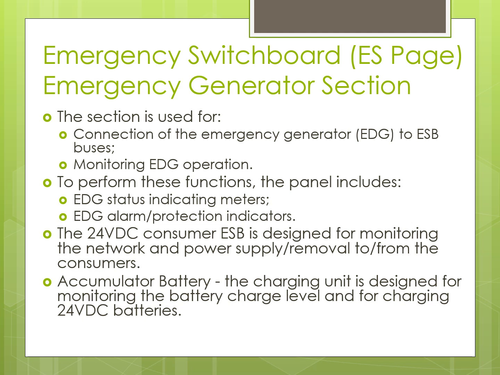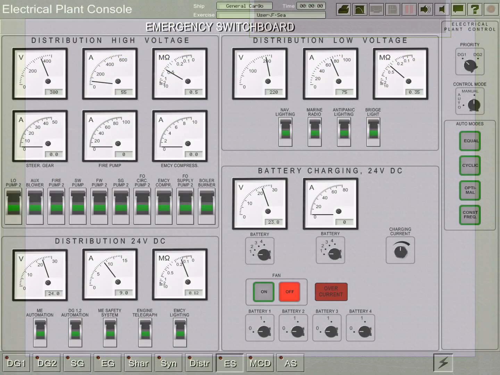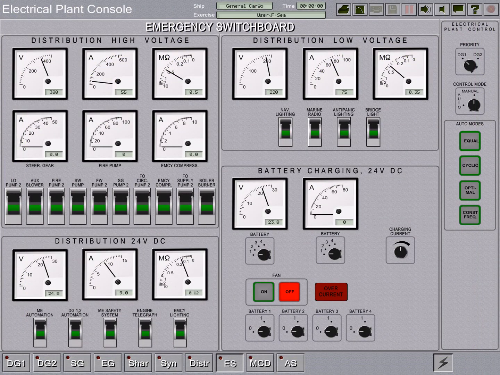The 24 volts DC consumer ESB is designed for monitoring the network and power supply removal to the consumers. Accumulator battery charging unit is designed for monitoring the battery charge level and for charging 24 volts DC batteries. Emergency switchboard, ES page.